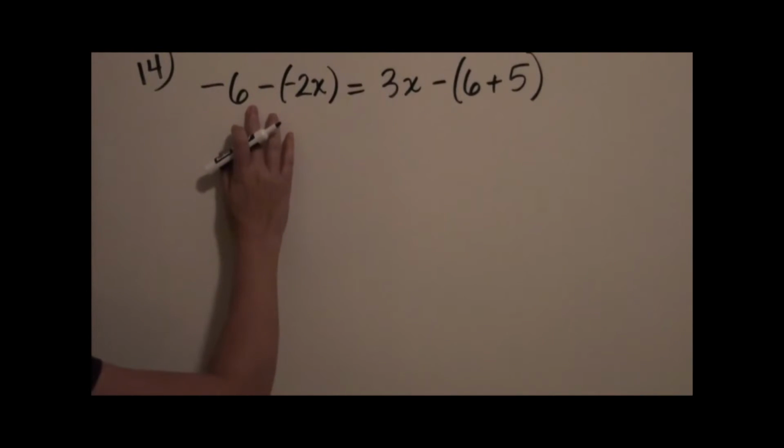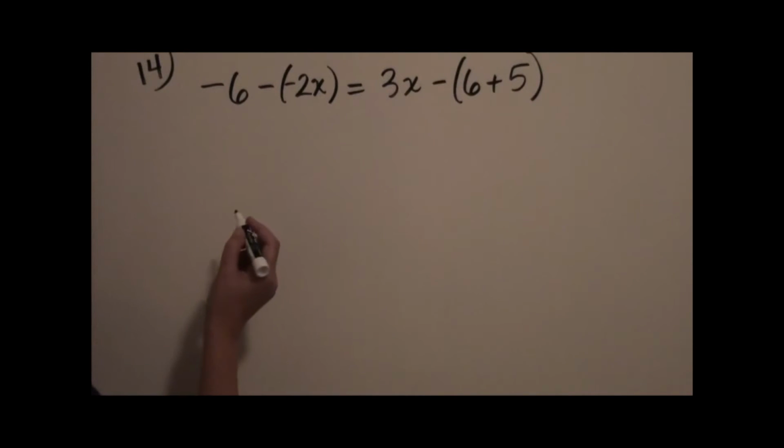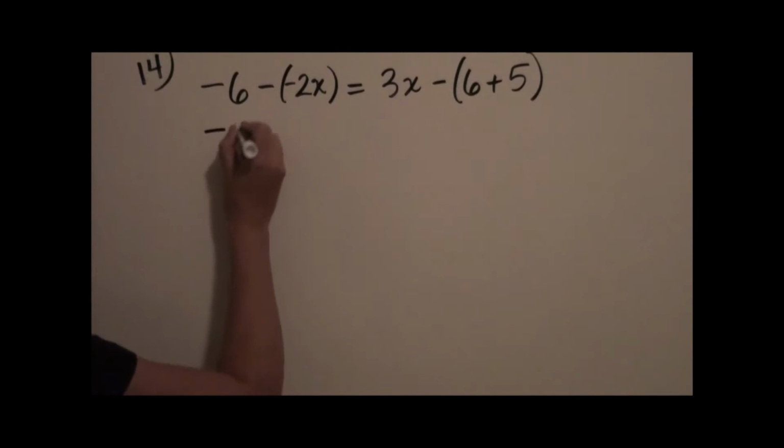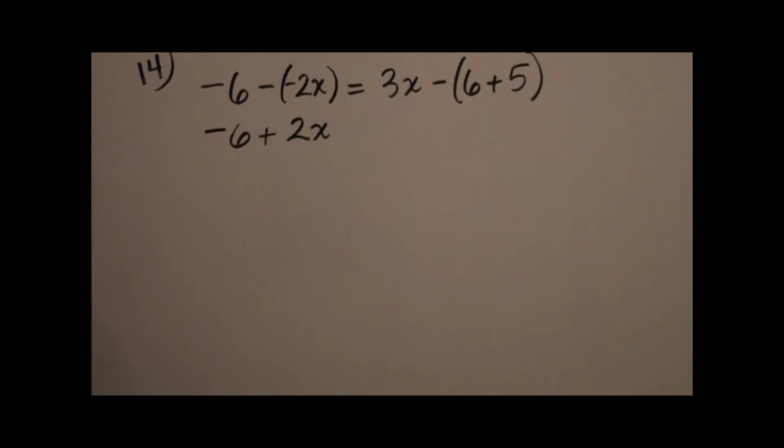Okay, problem 14. This one's just throwing you a few curves here to see if you're paying attention. On the left side, we've got negative 6 minus a negative 2x. We know we can change that subtraction to addition, change the sign of the number following the subtraction sign. So we get negative 6 plus positive 2x.